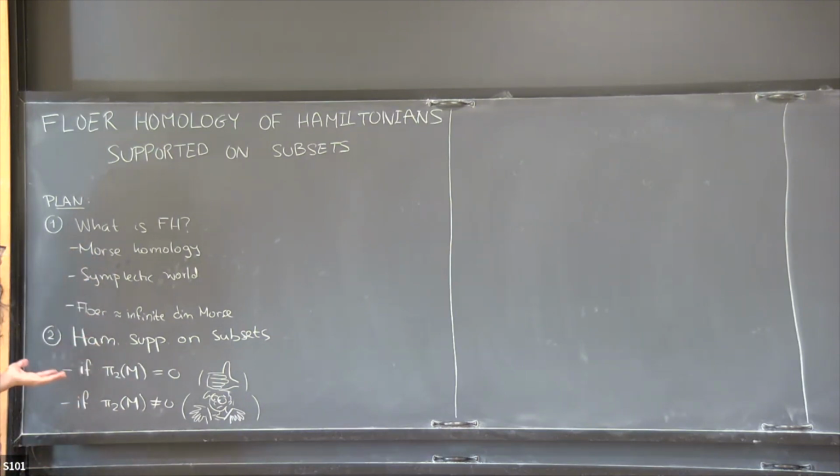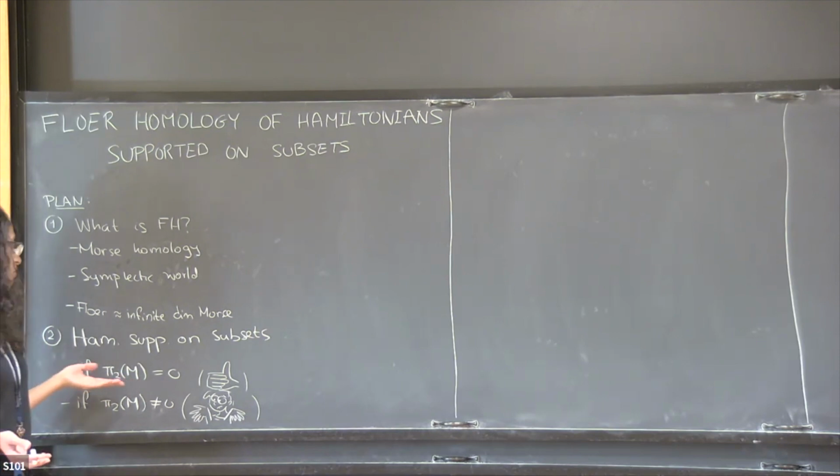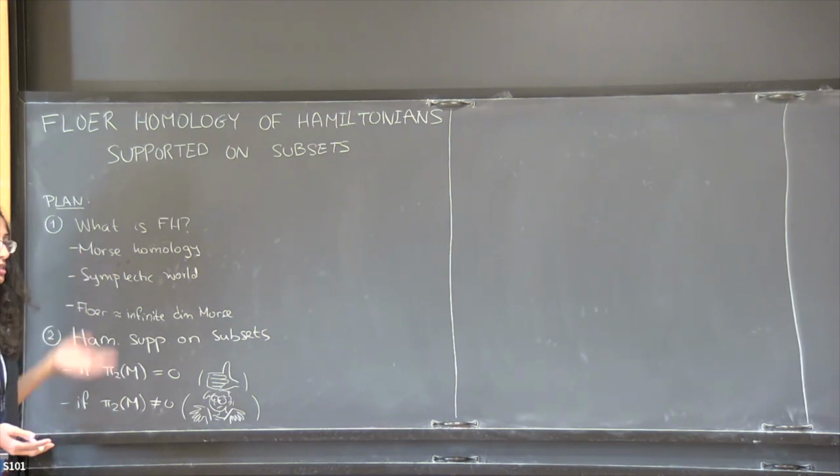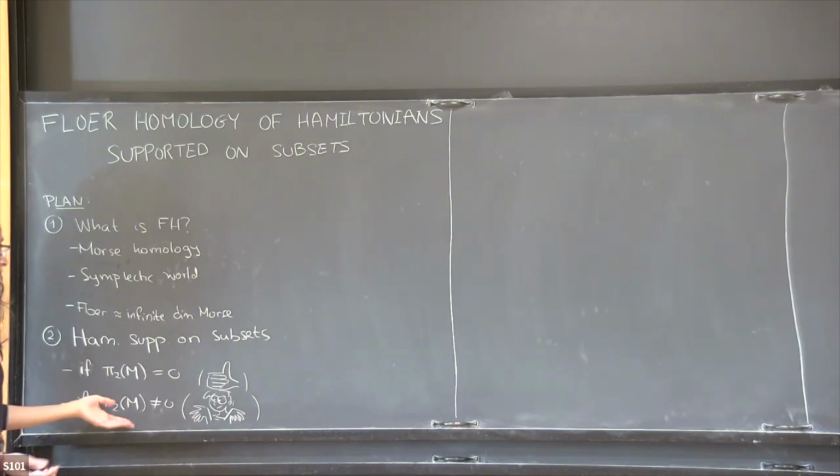And basically things behave significantly differently depending on whether the second homotopy group of M vanishes or not. I hope that it will soon be clear why such a maybe odd condition matters. But generally, if the second homotopy group vanishes, then things tend to be simpler and more similar to the finite dimensional case, to Morse homology. And if not, then there's less you can say, basically.